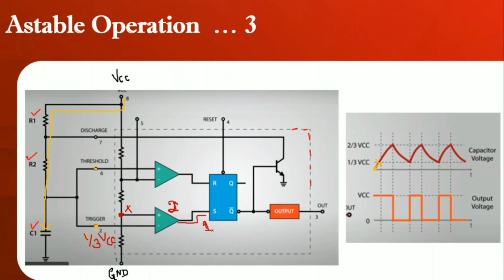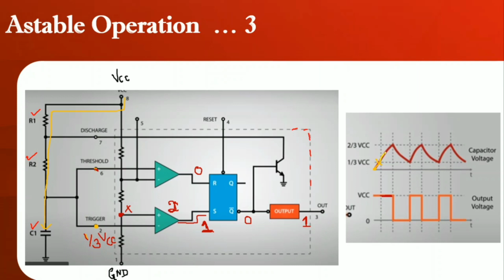Now the input for S is 1. Until then we can assume that the output of comparator 1 is 0 because you still don't have any voltage at this point 6. Therefore it is 0. Because the input S is 1 here, Q bar will be equal to 0. The output is the complement of Q bar, so you will be getting 1 here. That is, you will have a 1 at the output as long as the capacitor keeps charging.